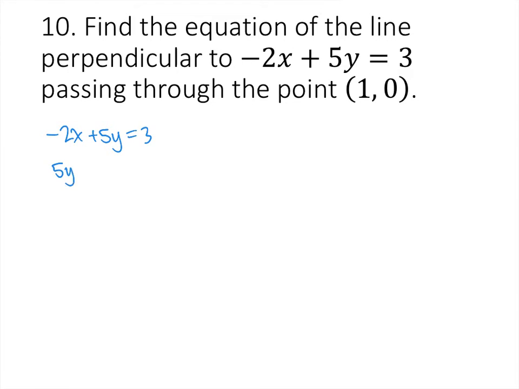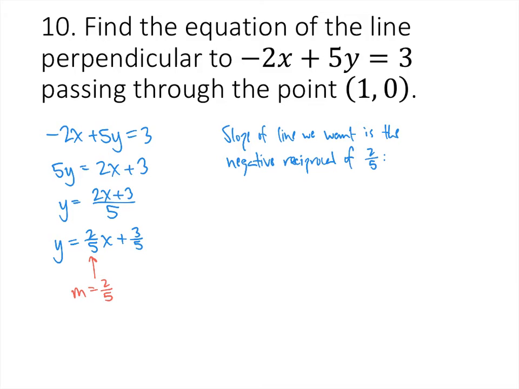So let's add 2x to both sides. We get 5y equals 2x plus 3. Divide both sides by 5. We get (2x plus 3) over 5. And now we're going to rewrite that as 2/5 x plus 3/5. And that means that the slope of the line they gave us is 2/5. And since the line we want is perpendicular to that line, the slope of the line that we want is the negative reciprocal of 2/5, namely negative 5 over 2.